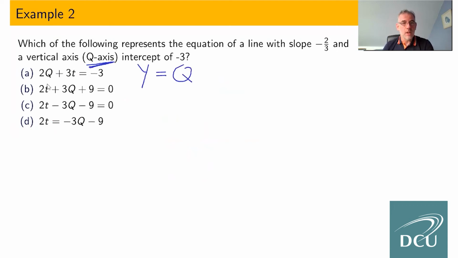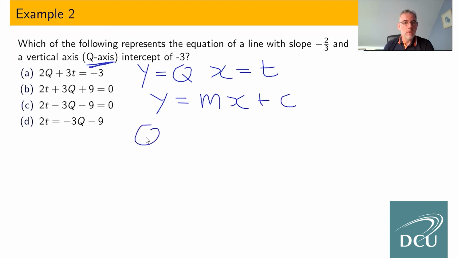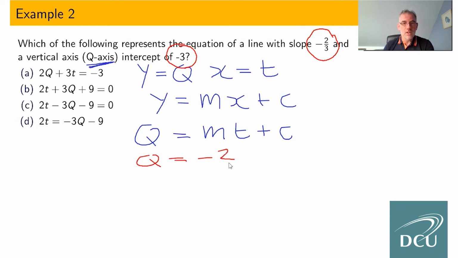And as we see from the equations, the other variable is called t. So we're thinking of x equals t. Then the slope-intercept form of the equation, y equals mx plus c, would read q is equal to m times t plus c. Now we're given the slope m, we're given the intercept c, so we can immediately write down the equation of the line in the form q is minus 2 over 3 times t plus c, which is minus 3.